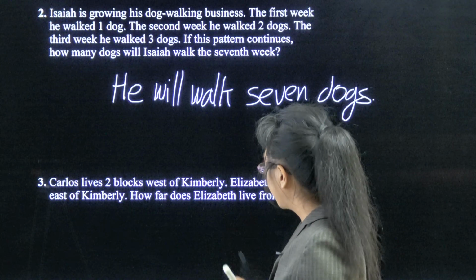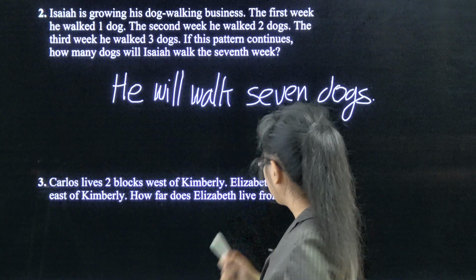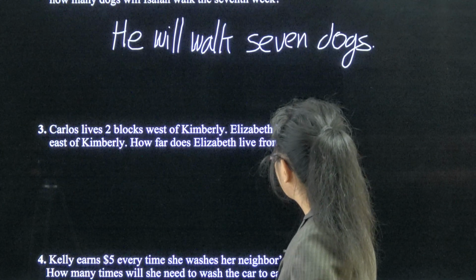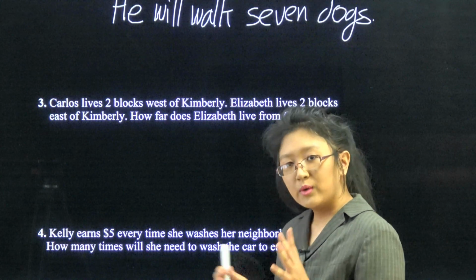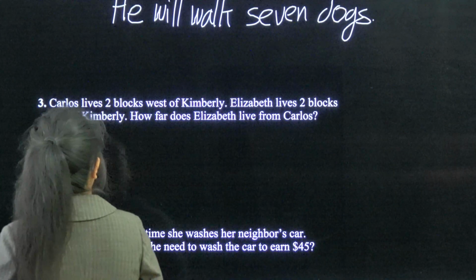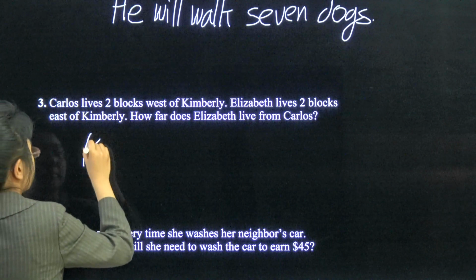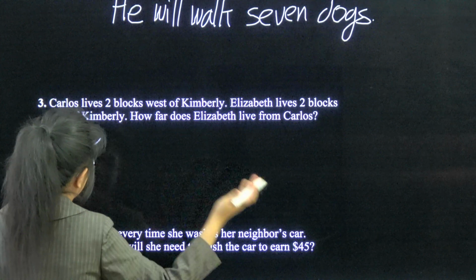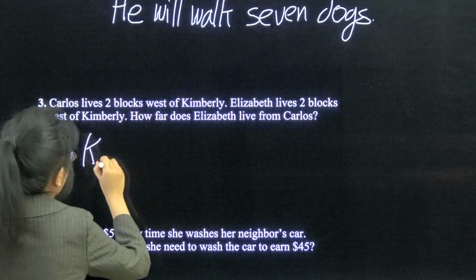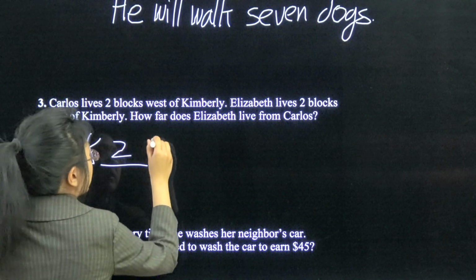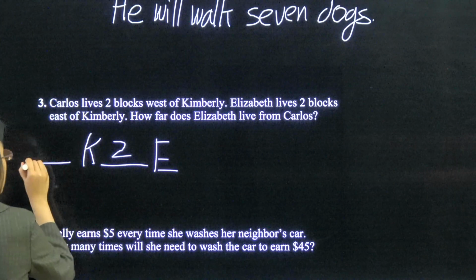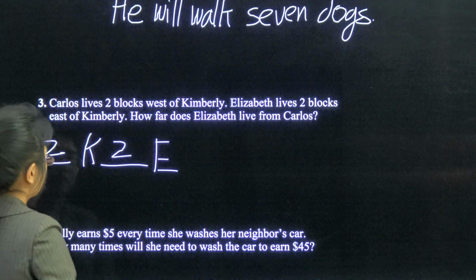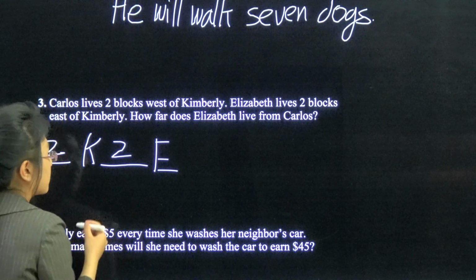Carlos lives 2 blocks west of Kimberly. Elizabeth lives 2 blocks east of Kimberly. How far does Elizabeth live from Carlos? Here we could draw a diagram technically. So let's say Kimberly. And then Elizabeth's east would be never eat shredded wheat, so 2. And then Carlos lives 2 blocks west. So 2 plus 2 equals 4.